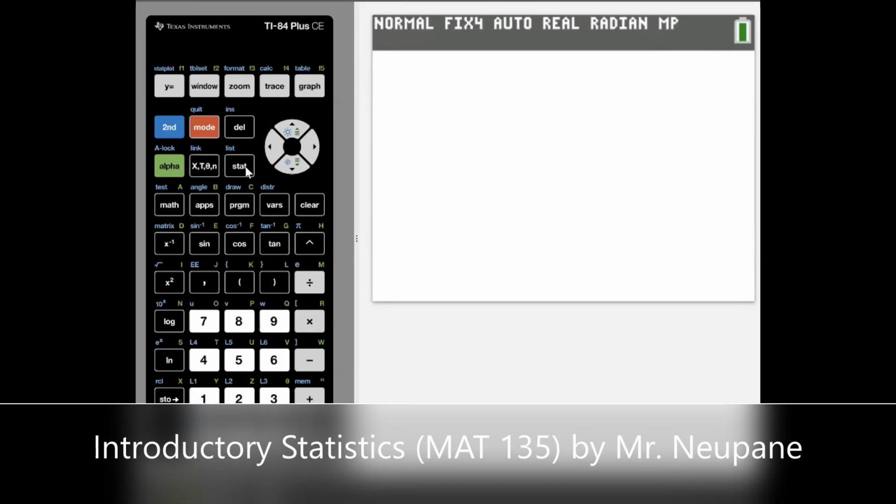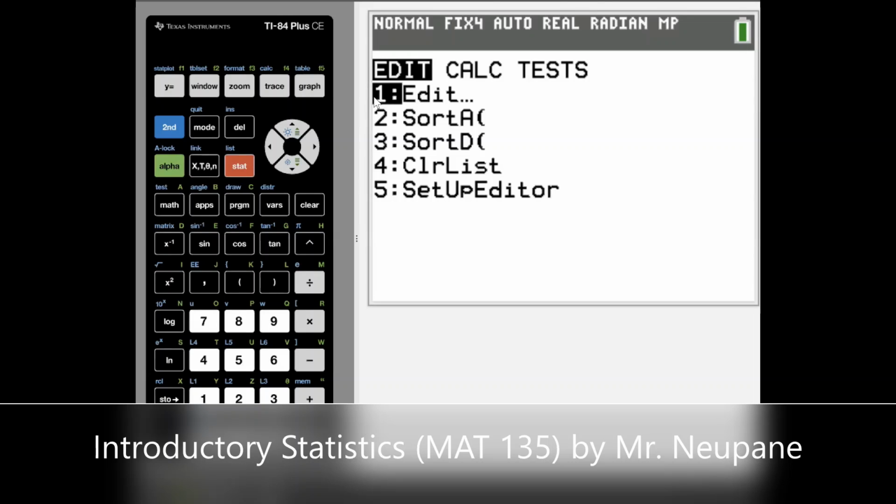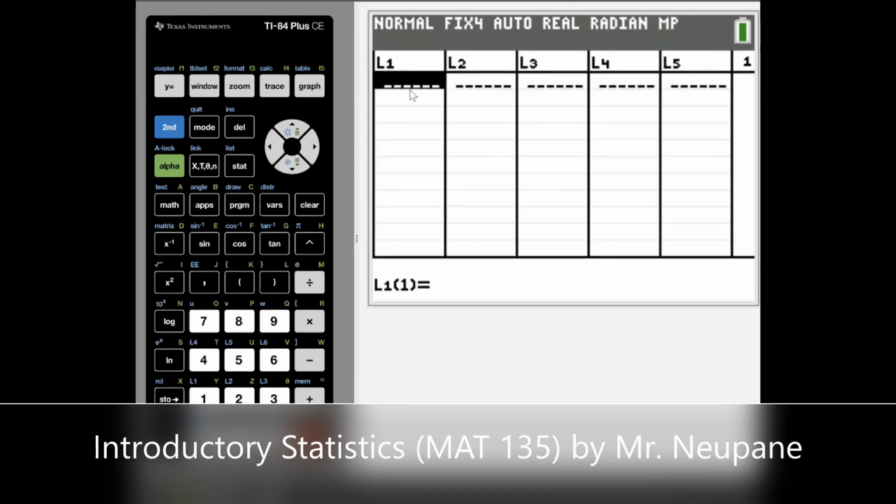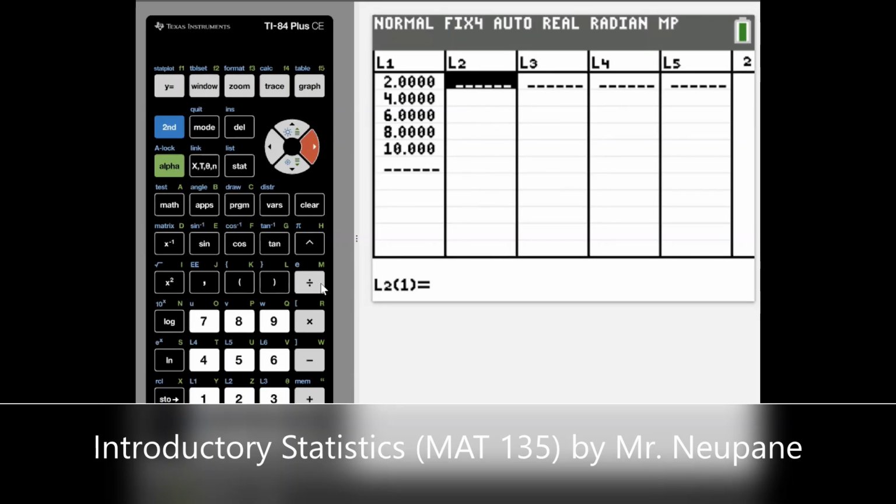So in your calculator, first you'll go to stat, and then number 1, edit. In list 1, you are going to input your x values, which were 2, 4, 6, 8, 10. And in list 2, you are going to input the frequency, which was 4, 2, 3, then we have 2, and then we have 5, if you remember.